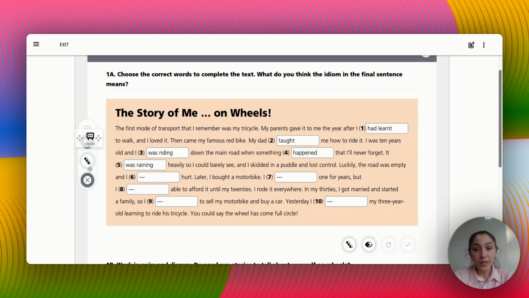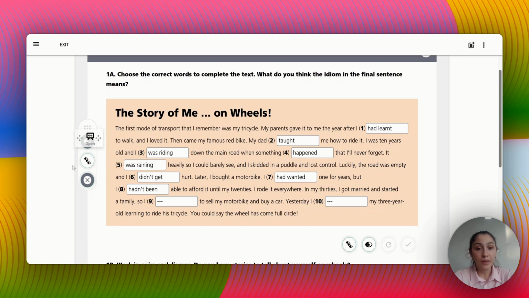It was raining heavily, so I could barely see, and I skidded in a puddle and lost control. Luckily, the road was empty, and I didn't get hurt. Later, I bought a motorbike. I had wanted one for a year, but I hadn't been able to afford it until my 20s.